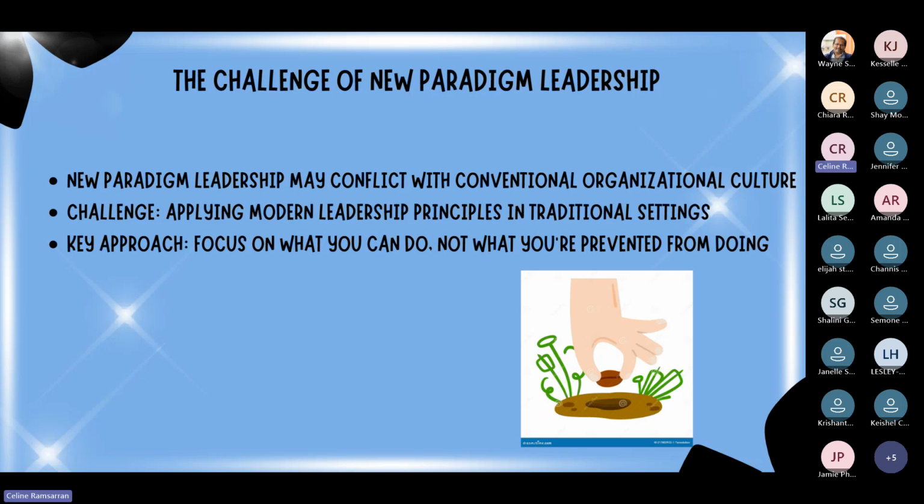One of the hardest realizations when learning new paradigm leadership is that your organization may still operate with conventional practices. You may feel frustrated because the culture doesn't fully support innovation, empowerment, or systemic thinking. The key is not to focus on what you cannot do, but to seek opportunities to apply these principles, even in the smallest ways. Think of it like planting a seed. Small actions can grow over time, even in rigid environments. There are practical ways to navigate conventional cultures while practicing new paradigm leadership.